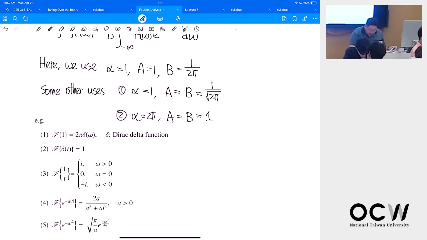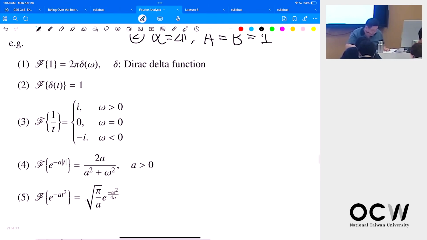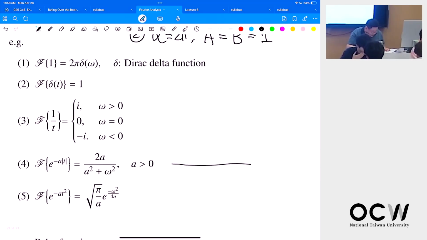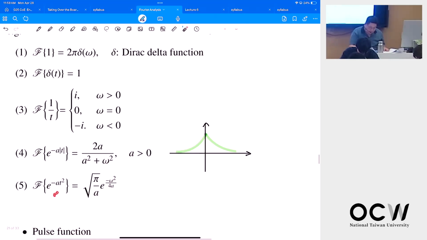E to the minus a times the absolute value of t, we can plot that function. The function is like this. Okay, and e to the minus a t squared.